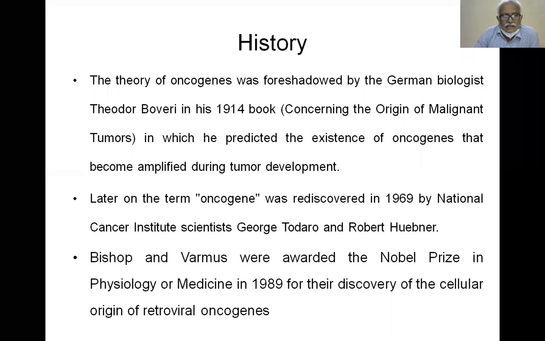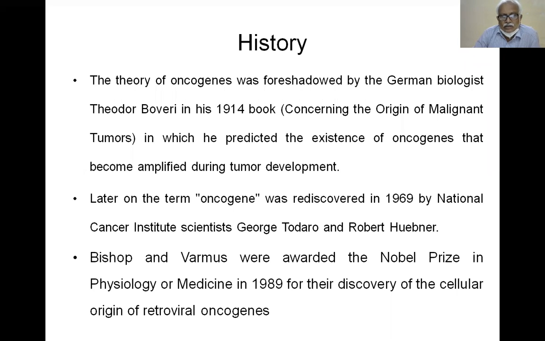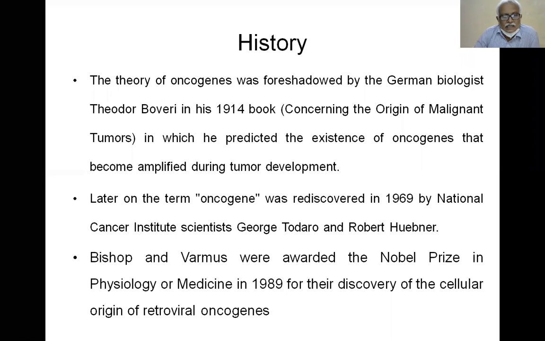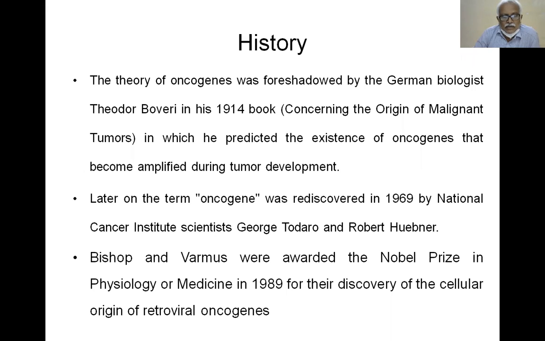So later, the oncogene term was discovered in 1969 by National Cancer Institute scientists George Todaro and Robert Huebner. And at this juncture, we should remember the two people, Bishop and Varmus. So Bishop was a very happy man, and Varmus was still more happy.